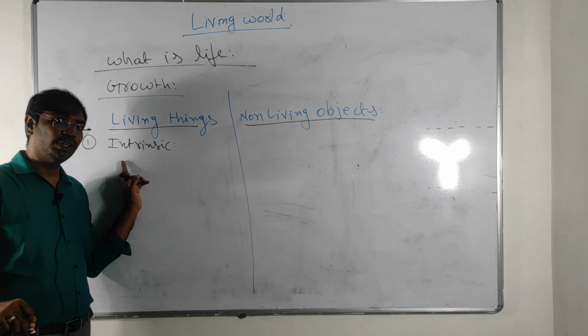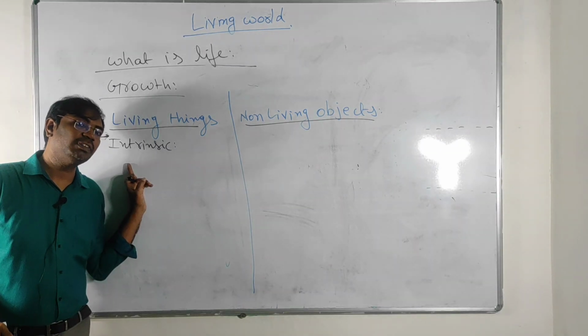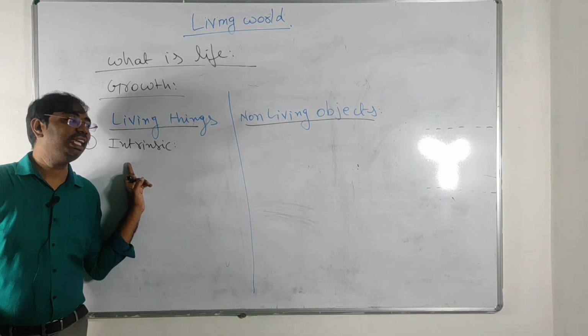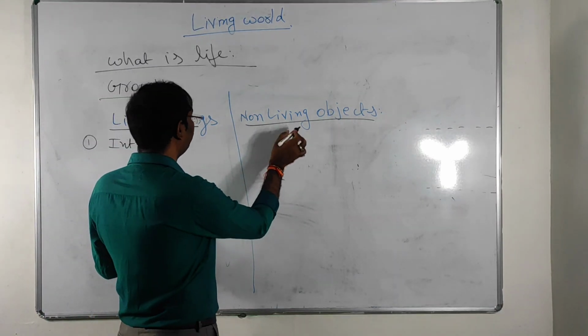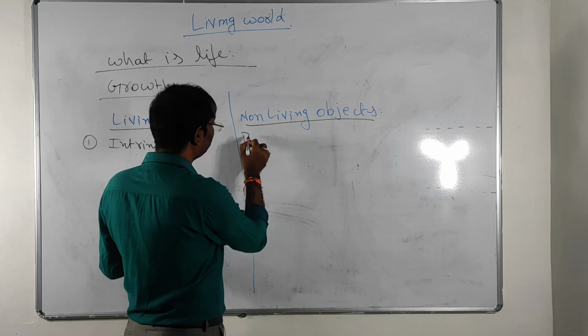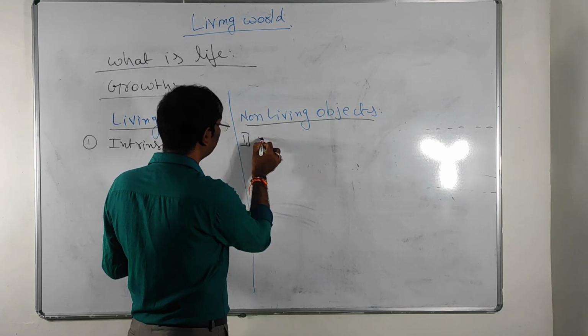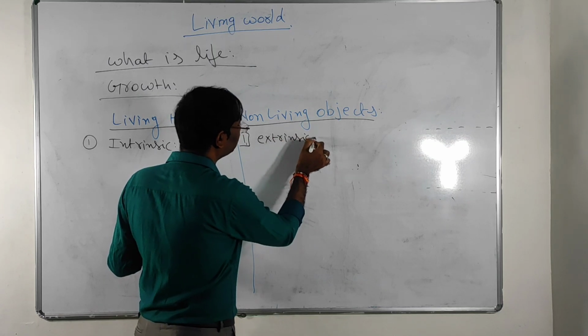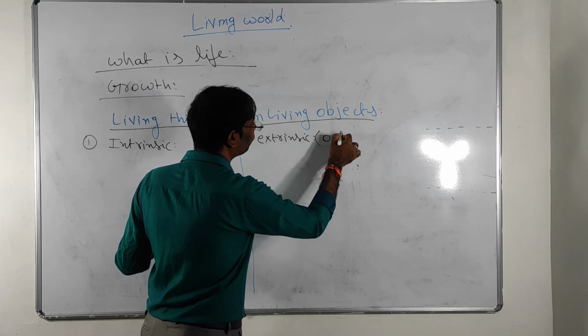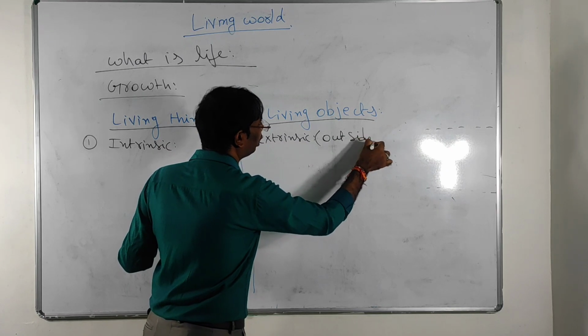So what is the meaning of intrinsic? The growth is from the inside, that is called intrinsic growth. Non-living objects also have growth, but this growth is from the outside, that is called extrinsic. The growth is extrinsic, meaning the growth is from the outside of the organism.